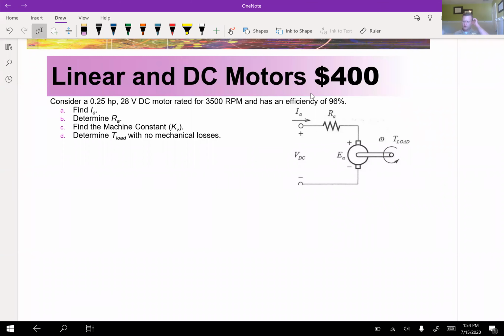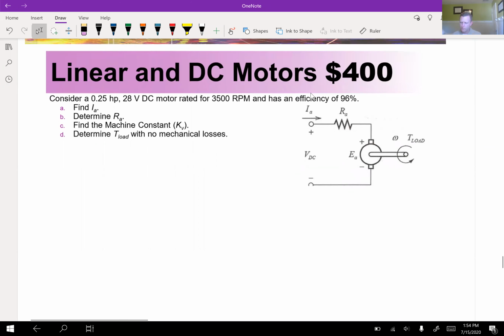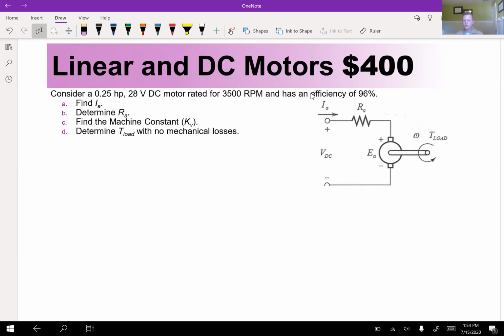All right, so here we have linear and DC motors for 400. As I've said before in module 3 of this class, it's worth your time to make sure that we understand all of the terms in our given statement before we begin solving, or at least the major ones. So here's a horsepower. We'll get to that in a second, because we know that this is a P.